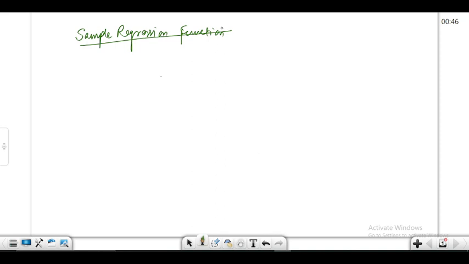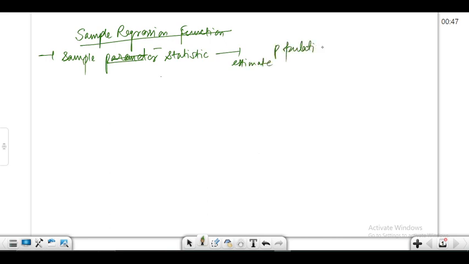Today we'll be continuing ahead, talking about the problem of estimation. Now we know what a sample regression function is, and with its help we'll try to estimate the population parameters. We will get sample statistics, technically not sample parameters, and from these we'll try to estimate the population parameters.